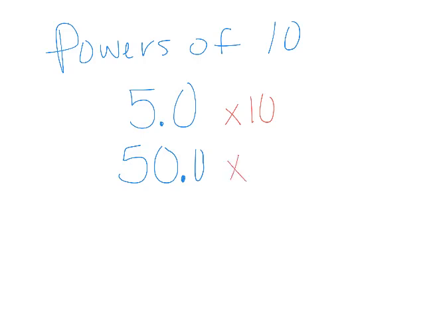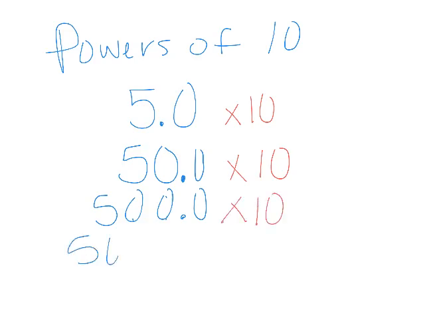Let's multiply that by another 10. 50 times 10 is 500. Multiply that by another 10, and we have 5,000. Anyone see what's happening here? How many of you say that we're adding another 0? You're correct. But did we notice anything about the decimal point?